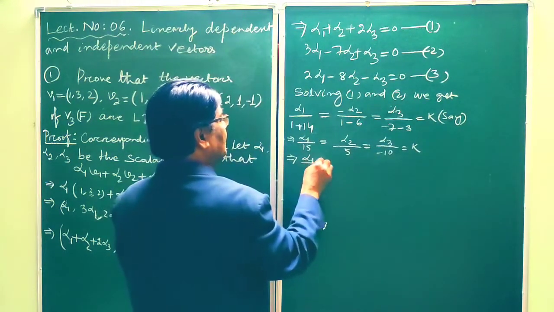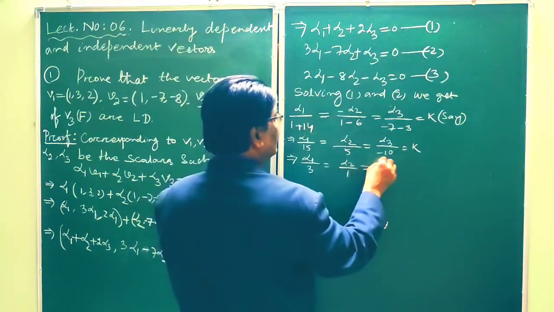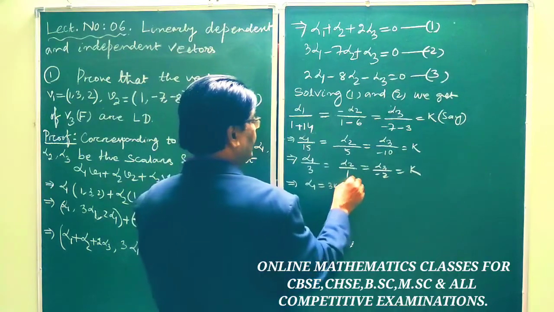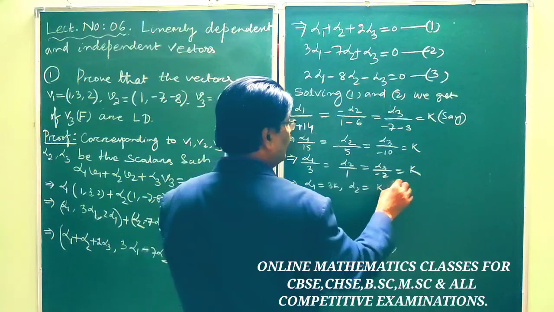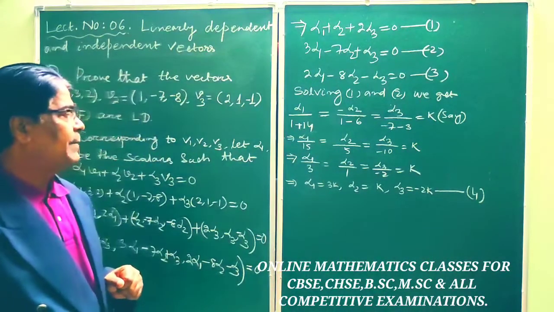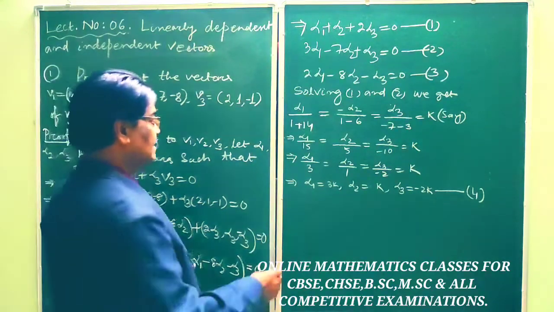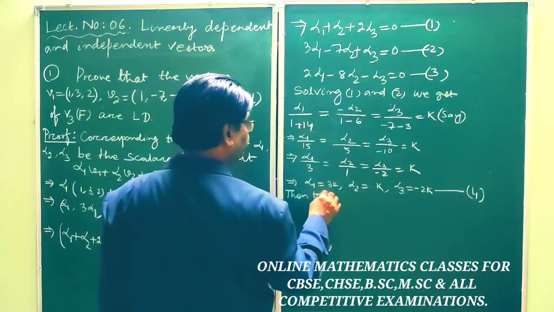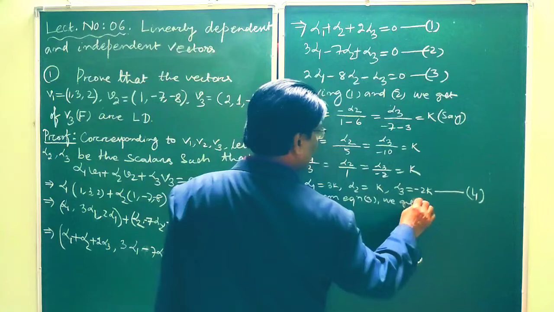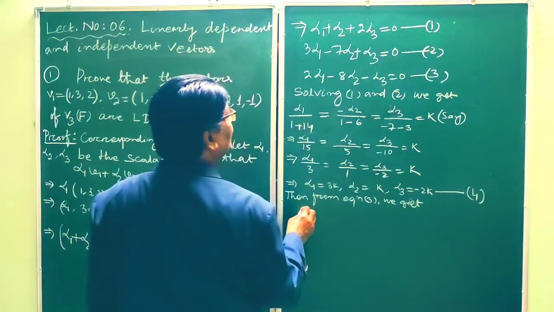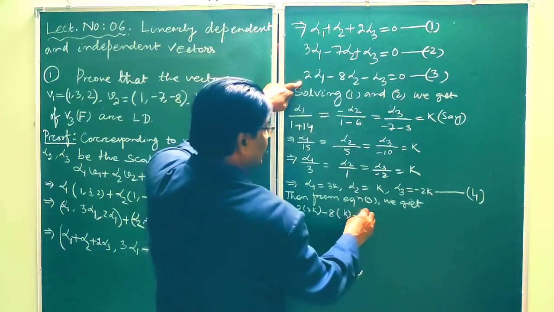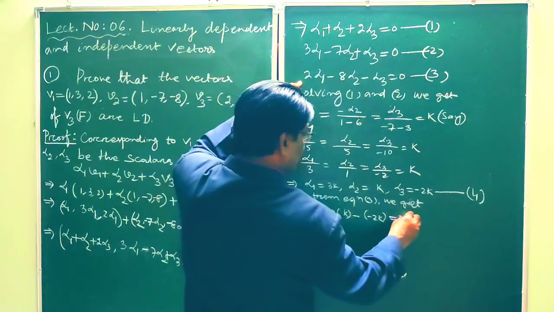This again implies alpha 1 by 3, alpha 2 by 1, alpha 3 by minus 2 is equal to k. This implies alpha 1 is equal to 3k, alpha 2 is equal to k, alpha 3 is equal to minus 2k. This is equation 4. Now putting the values of alpha 1, alpha 2, alpha 3 in equation 3, we get 2 into 3k minus 8 into k minus of minus 2k is equal to 0.